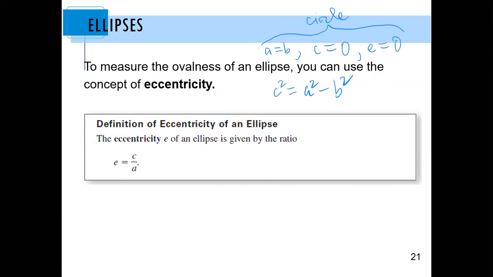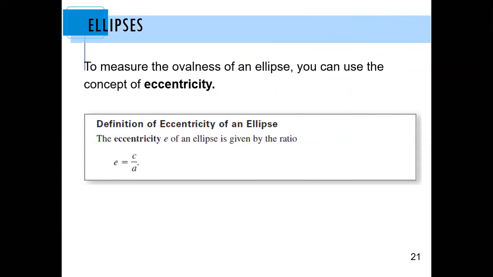Yeah? So the more eccentric you are, the more squatty of an ellipse you actually have. Like it measures the ovalness of it. Yeah? That means the foci are getting really far apart. Does that make sense? The foci are getting really far apart, and B is getting small relative to A. Okay? But C is always smaller than A, because C is the distance from the center to the focus, and A is the distance from the center all the way out to the vertex on the major axis. Okay?